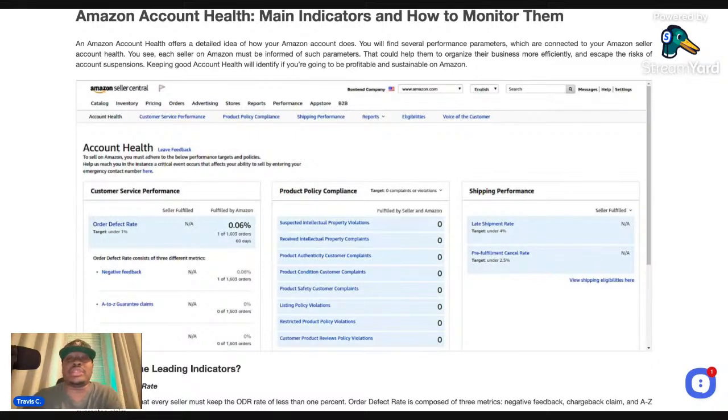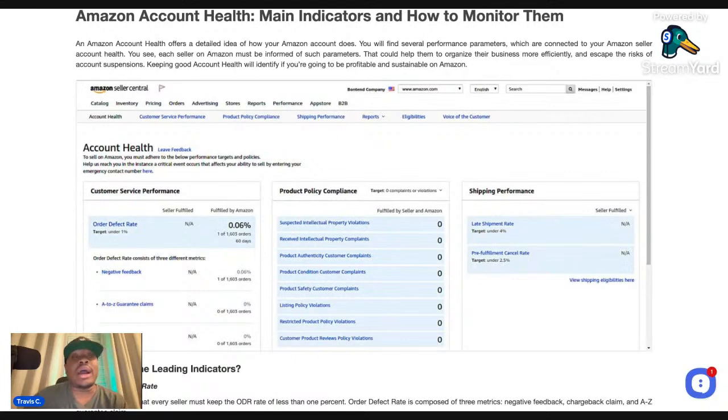So this screen here. What I did, so that I wouldn't show too much of my personal information, I just took an image from Google and we're going to break this bad boy down, right? So what is Amazon account health, especially if you're brand new? What do you need to worry about? What relates to Amazon FBA? Which part of it relates to Amazon Merchant Fulfilled?